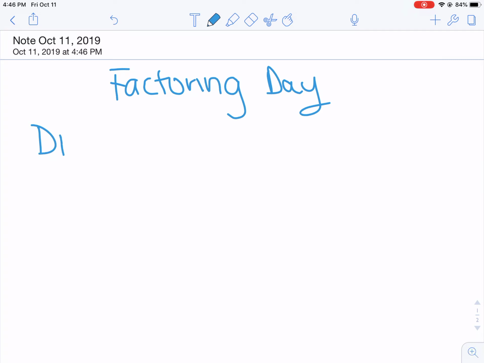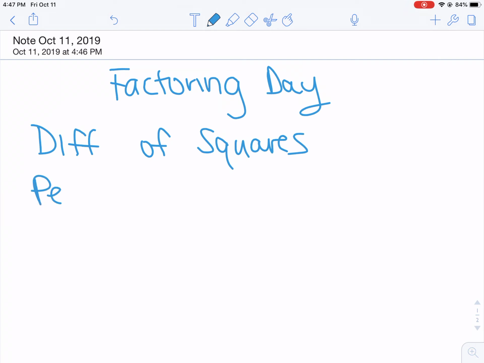All right, guys. So I did our notes on the board the other day. So I'm going to go ahead and just write us out some notes over factoring day 4. On day 4, it was all about difference of squares and perfect square trinomials.